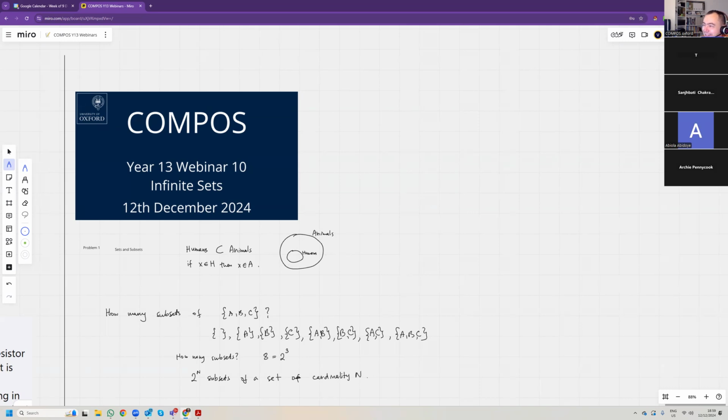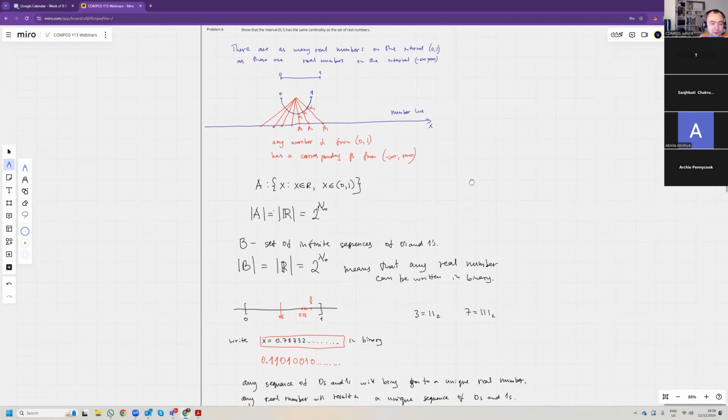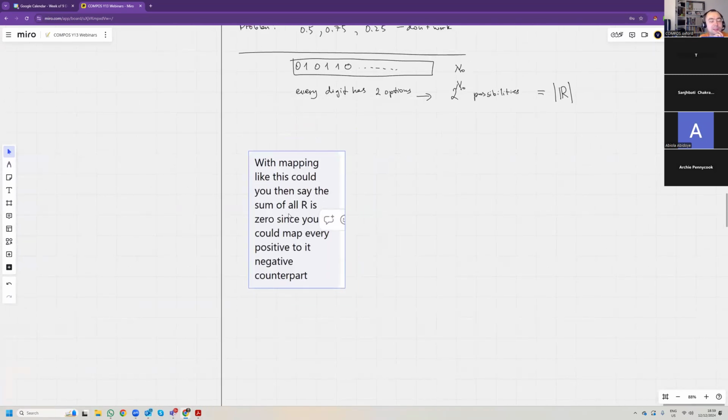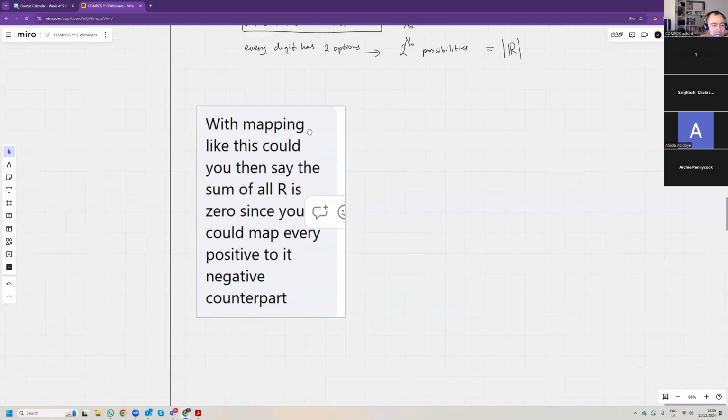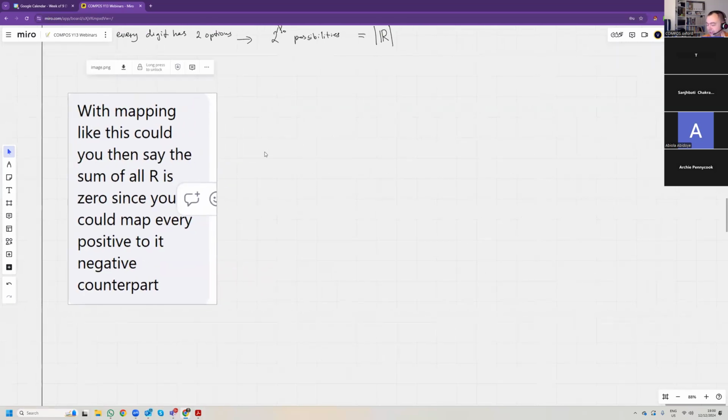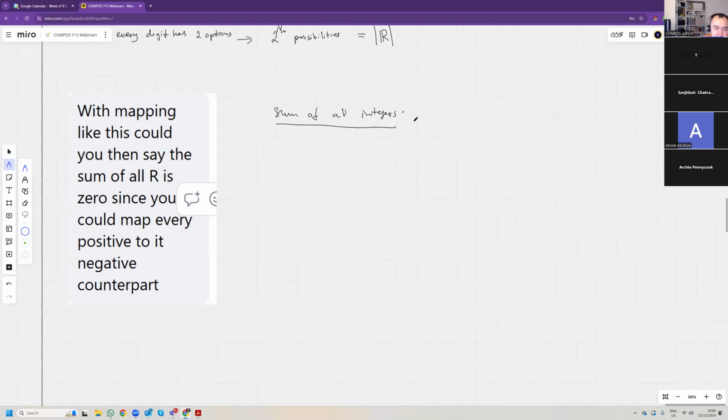With a mapping like this, could you say that the sum of all R is 0? Well, the problem with infinite sequences or sets is that they can lead to different results. Let's take the sum of all integers. Is the sum of all integers 0 or not?